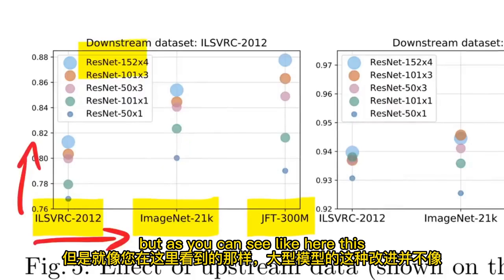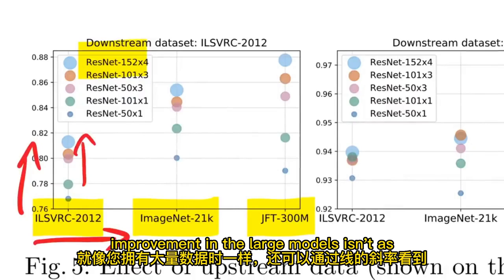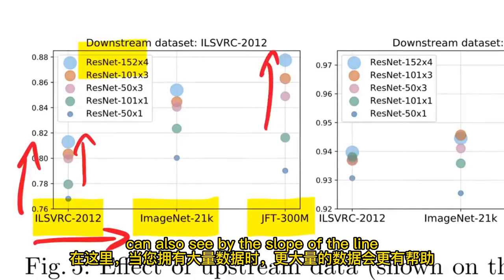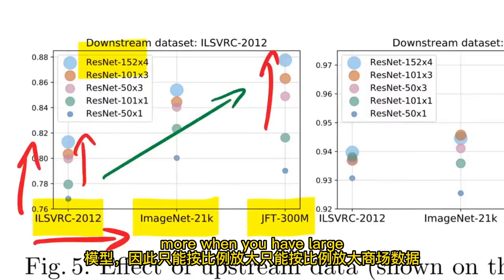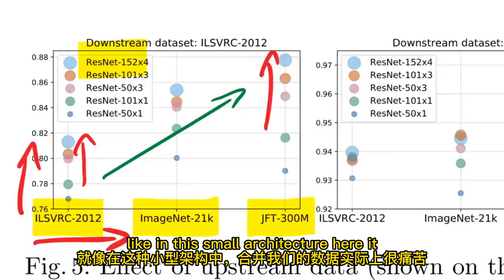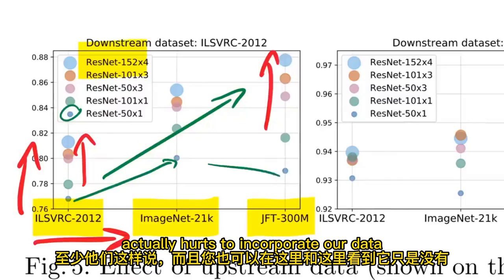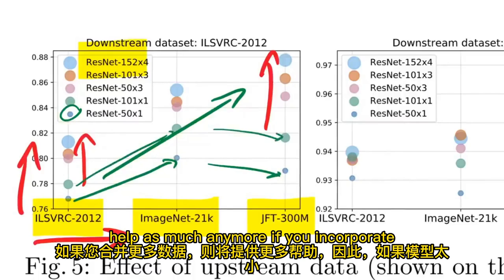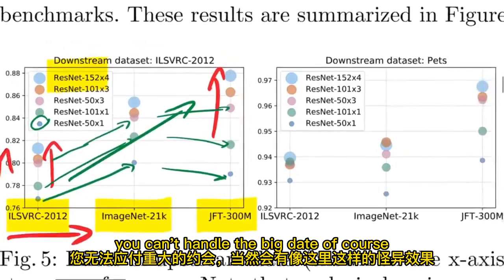But as you can see, like here, this improvement in the large models isn't as much as when you have much data. And you can also see by the slope of the line here, the larger amounts of data help more when you have larger models. So only scaling up the data is not as effective as scaling up the data and model at the same time. And in some cases, like in this small architecture here, it actually hurts to incorporate more data. At least they say that. And you can also see that here. And here it just doesn't help as much anymore if you incorporate more data. So if your model is too small, you can't handle the big data.